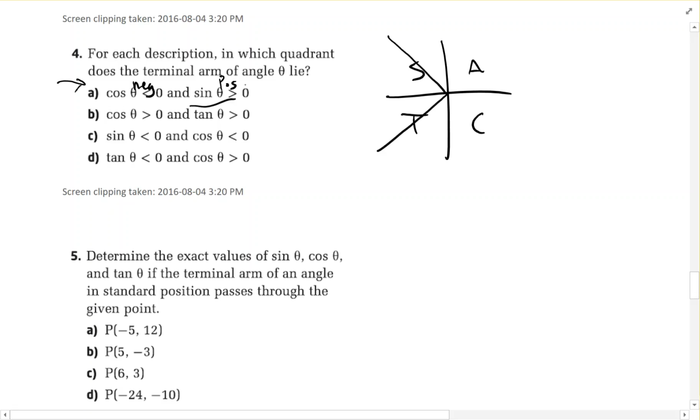And then look at the next one. Sine is positive. So where is sine positive? Well, sine is positive there and there, right? So the only place that it both works out is that one. So it has to be in quadrant number 2. Right? This is quadrant number 2.